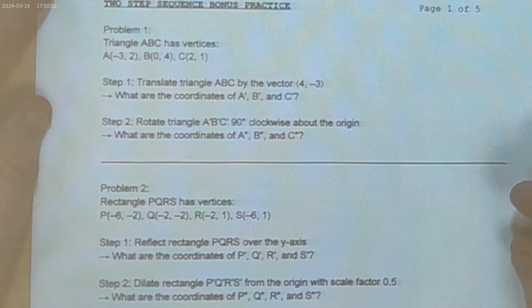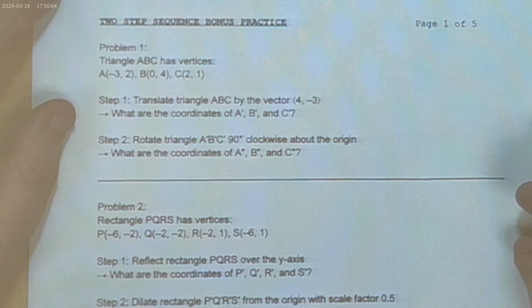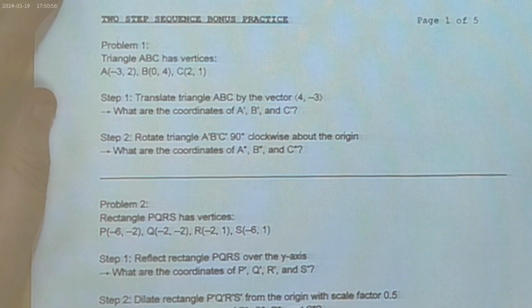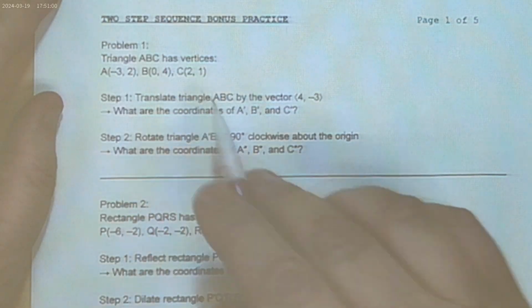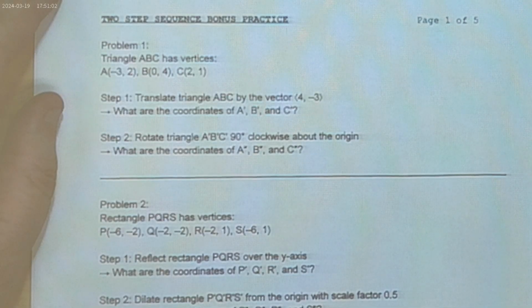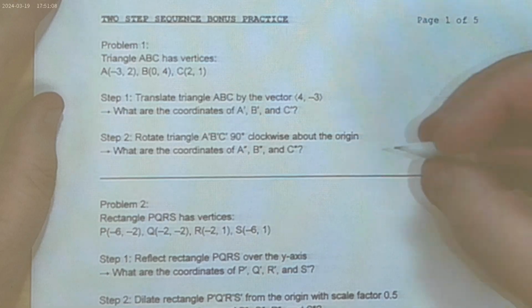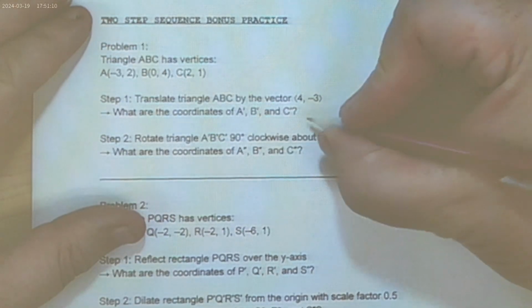So we have triangle ABC. I'll get this centered on the camera. There we go. We have triangle ABC, and it has vertices at (-3, 2), (0, 4), and (2, 1). We have to translate triangle ABC by vector <4, -3>. What are the coordinates of A prime, B prime, and C prime?